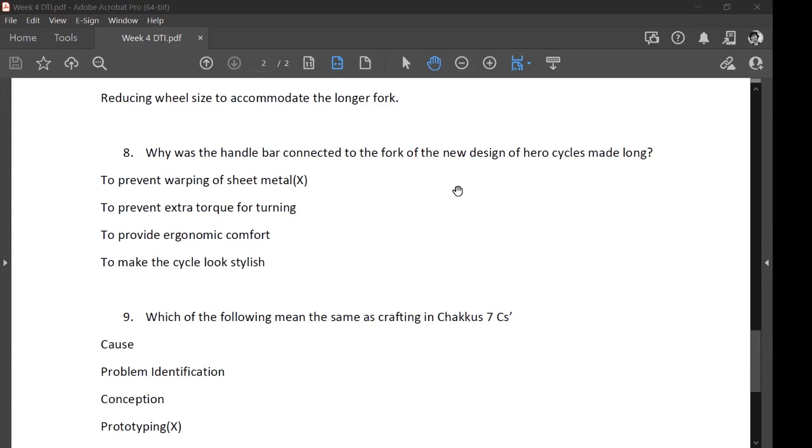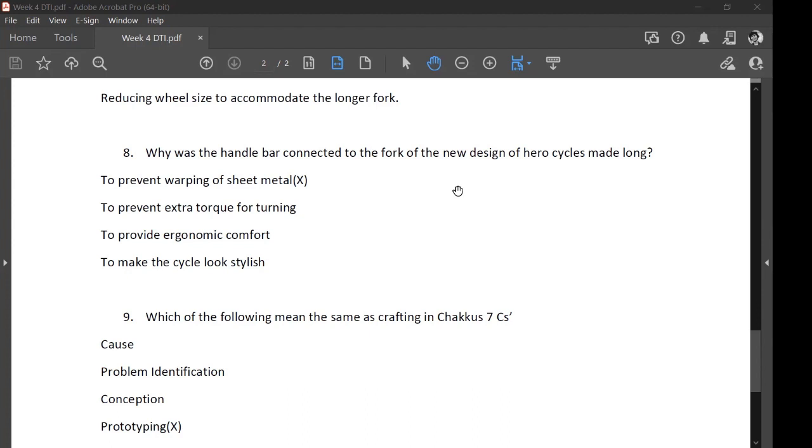If you understand, it's basically a slightly minor technical detail, but it kind of changes the design, because now we are not working with rods and metals, we're working with sheet metal. So what happens with sheet metal is that you automatically have some other constraints or considerations which you need to keep in mind, and the warping of the sheet metal is one of those constraints. So once you use sheet metal, you need to ensure that there is no warping of the sheet metal while the user is using the cycle.